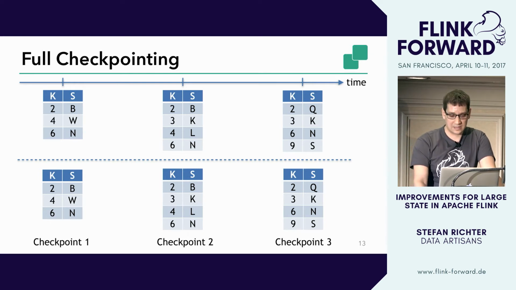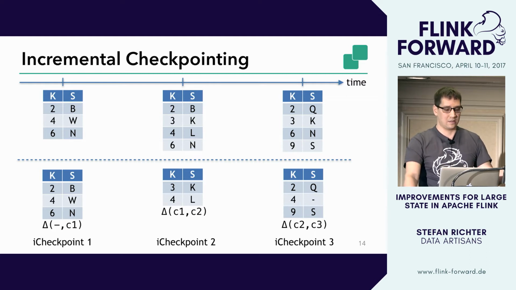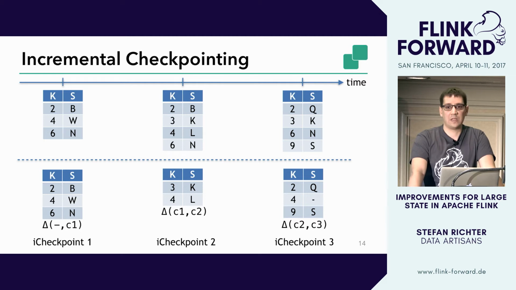Of course, this is rather wasteful, and you could think about something like this. Every time a checkpoint is triggered, you're only considering the delta, so the changes from the previous checkpoint to your current checkpoint. And that, of course, can be a lot smaller than always writing a full checkpoint.